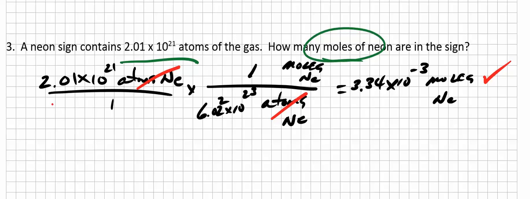We've got 3 significant digits here. We've got 4 significant digits here. So I should have 3 significant digits in my final answer, and I do. Okay? All right, let's go on to number 4.